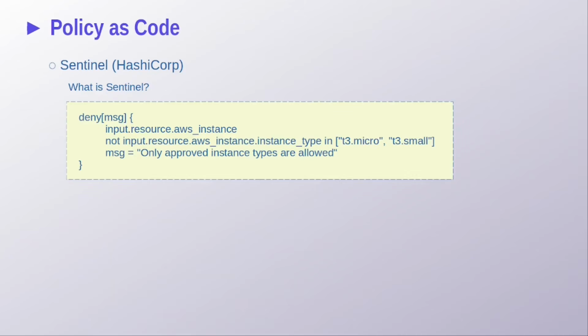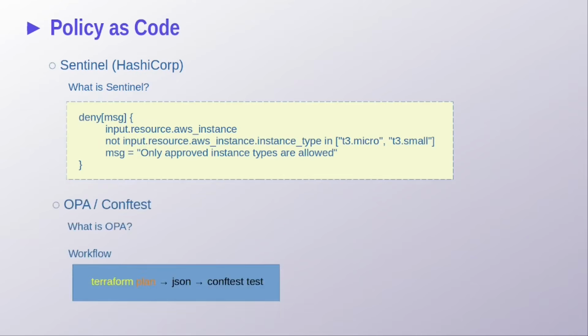When to use Sentinel: Terraform Cloud users, enterprise environments, strict governance requirements. OPA, the open source alternative. What is OPA? OPA stands for Open Policy Agent, open source and vendor neutral. Teams use OPA to test Terraform plans.